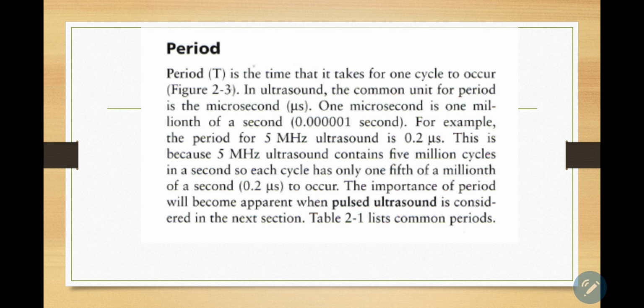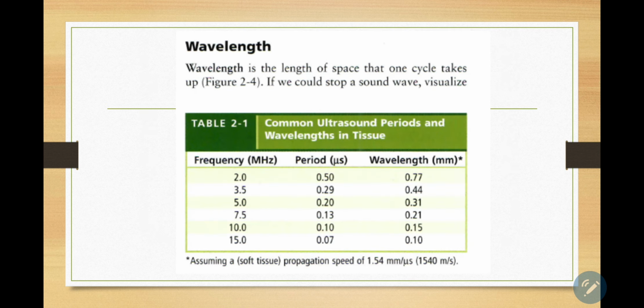Next parameter, we have period. Period naman, on the other hand, class, is the time it takes for one cycle to occur. Okay, yun na yung described as second or microsecond. Okay, then we have the wavelength. The wavelength is the length of space that one cycle takes.